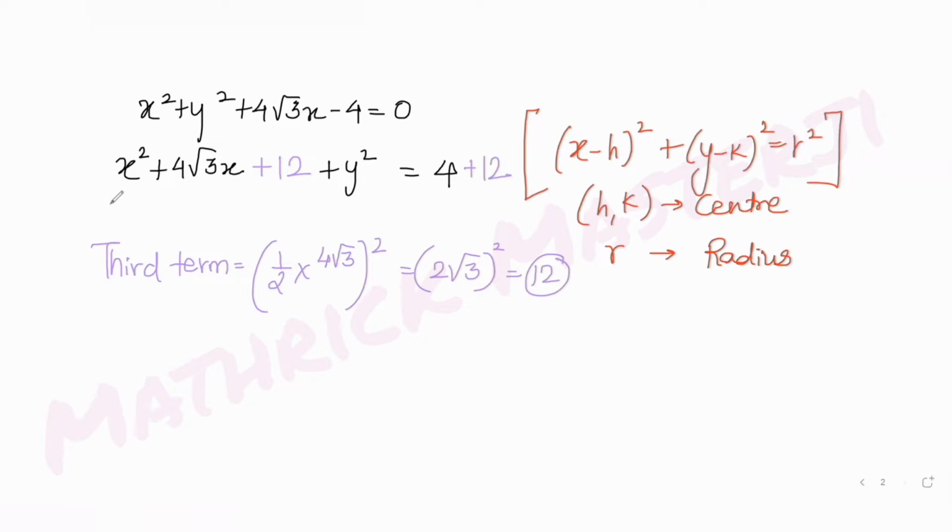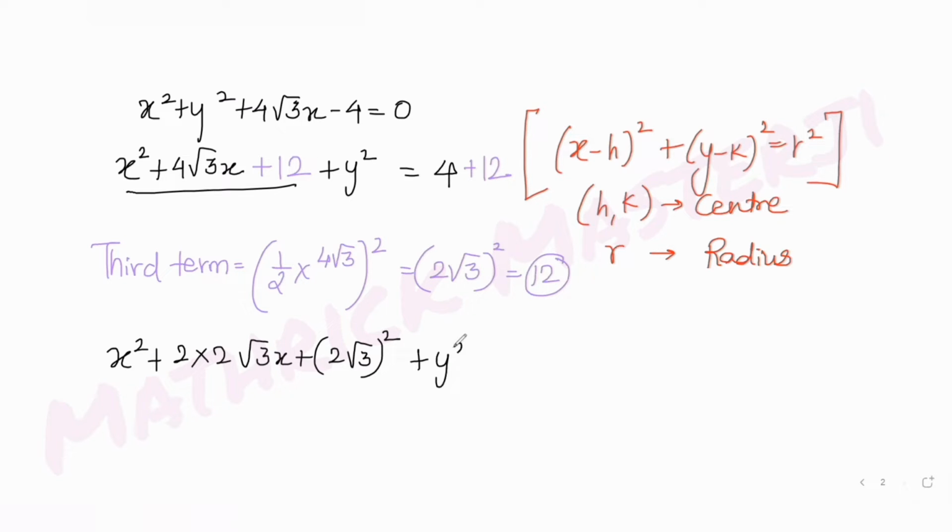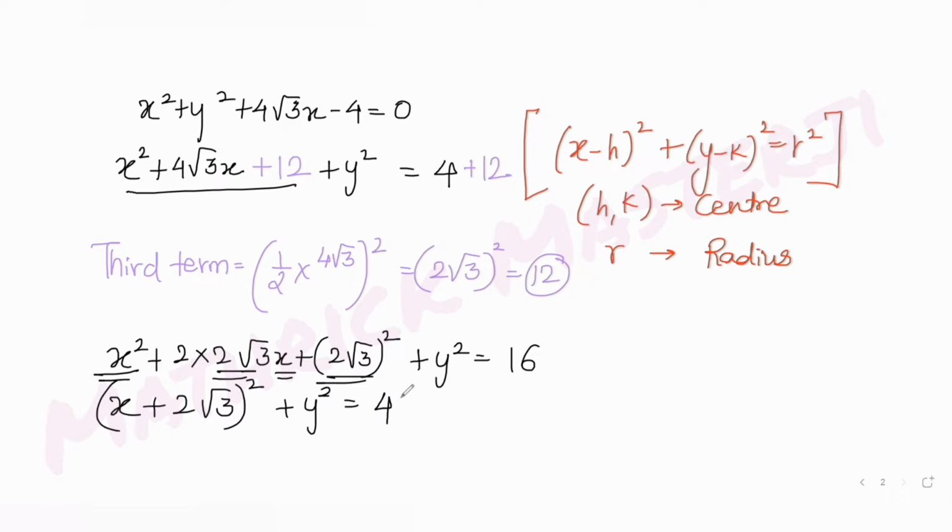Once I add 12 on both sides, I get my first three terms converted to a perfect square: x square plus 2 times 2 root 3x plus 2 root 3 squared. So you get a square plus 2ab plus b square, plus y square equals 4 plus 12, which is 16. You get x plus 2 root 3 the whole square, because it is the expansion of a plus b the whole square, plus y square equals 16. I can write that as 4 square.